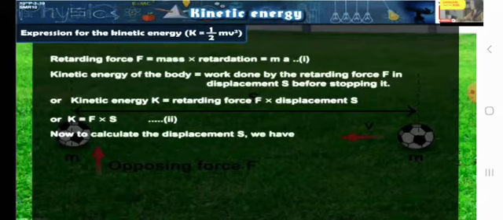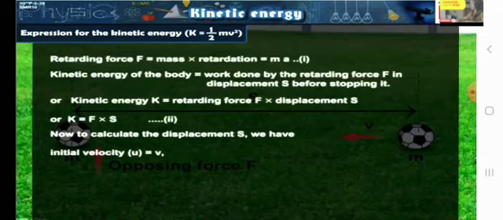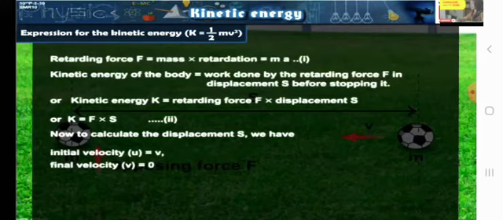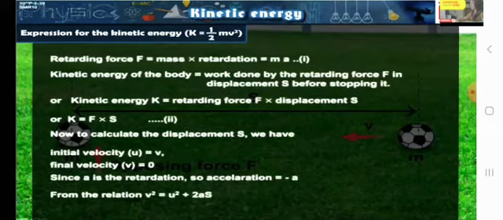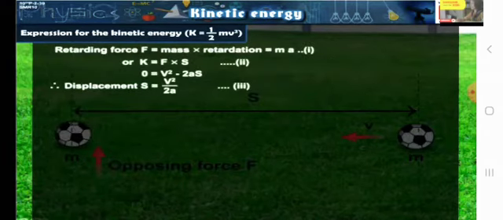Now, to calculate the displacement s, we have initial velocity u is equal to v, final velocity v is equal to 0. Since a is the retardation, so acceleration is equal to minus a. From the relation v square is equal to u square plus 2as, 0 is equal to v square minus 2as. Therefore, displacement s is equal to v square upon 2a. Let this be equation third.